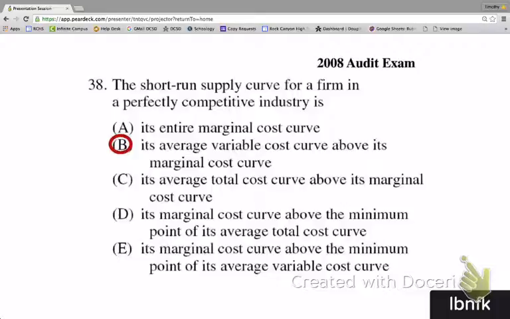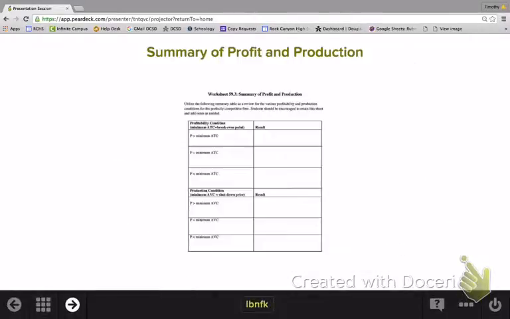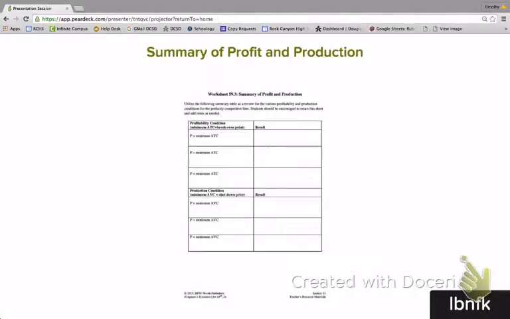Here's a multiple choice question from the 2008 audit exam. You can see if you can answer this. Here is an activity that we'll work on in class, a summary of profit and production for the perfectly competitive firm in the short run.